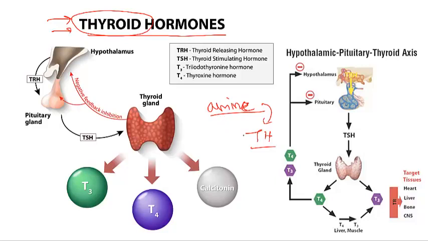And there are also parafollicular cells. They produce a hormone known as calcitonin. So if you look, this is the thyroid gland, which we saw earlier in terms of location. It is near the voice box.